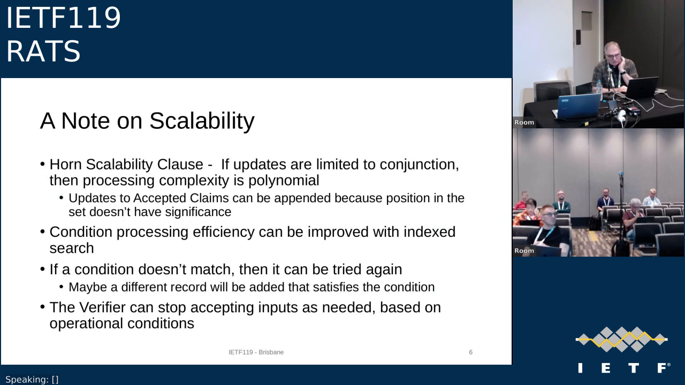Okay, so let's talk a little bit about scalability. One of the concerns we have is, how does this scale? There's the Horn scalability clause, which basically describes different possible scalability properties that you want to watch out for. In this case, we're limiting the set of records to be conjunction only, which means we can get processing complexity that is either linear or polynomial.